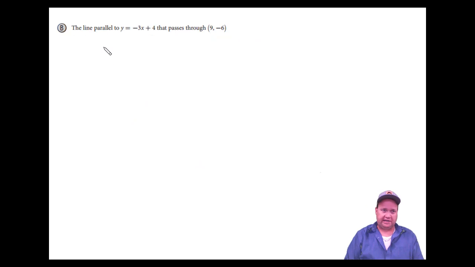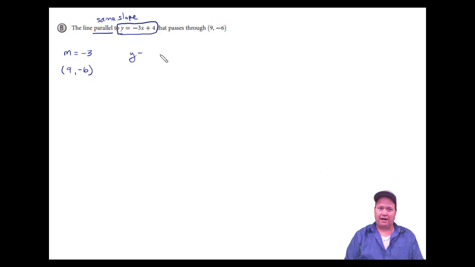This problem really isn't any different than the last one. We're going to write a line. It's going to be parallel, so that means we're going to have the same slope. And so we need to look at the equation. Identify the slope of that line. The slope is negative 3. So there's our slope, and then here's the point that we need it to pass through. We need it to pass through 9, comma, negative 6.